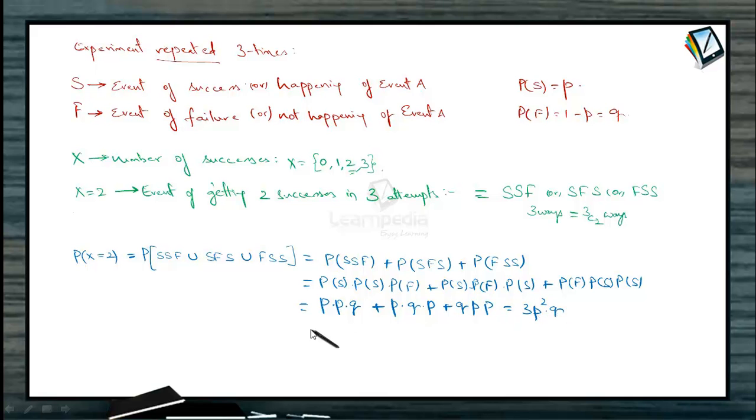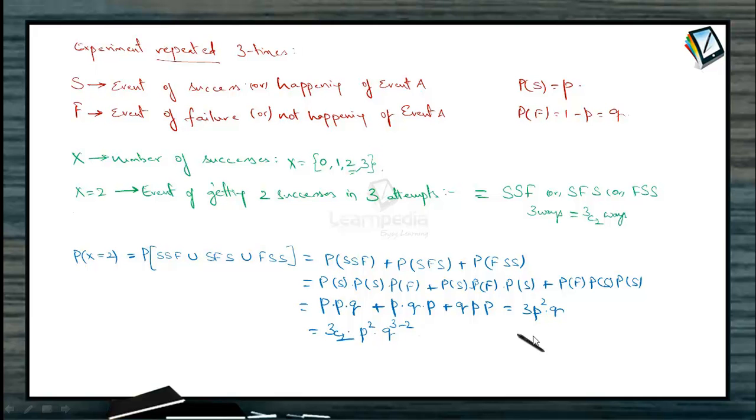Now I am expressing this as 3C2 times P square into Q to the power of 1, that is 3 minus 2. Now look at this, try to understand this term. We need 2 successes to happen out of 3 attempts, which can happen in 3C2 ways. The 2 can be any 2 of the 3 possible repetitions, out of which 2 are successes and the rest are failures.